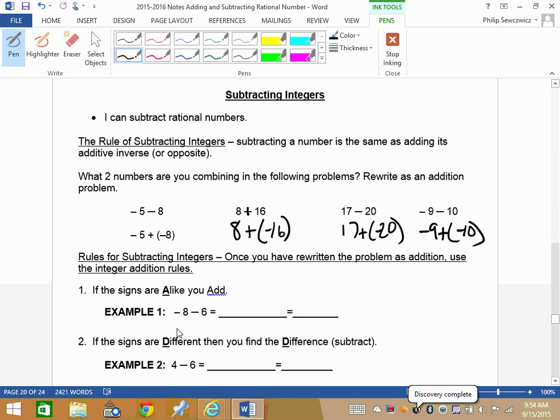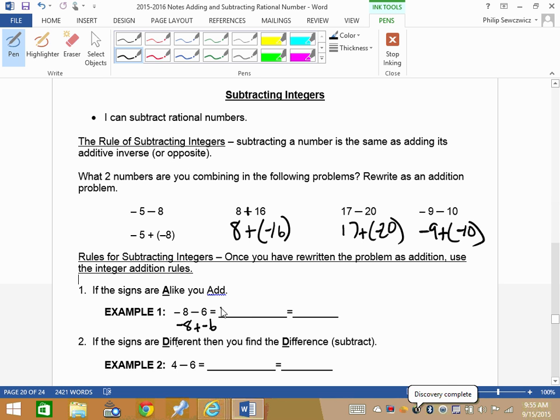Now, if that bothers you, you can rewrite it. Negative 8 and then add a negative 6. Again, add, and then its opposite would be a negative 6. Now you can see that, oh, that's a negative and that's a negative. But let's think about it there. Don't they both look like negatives right now? That'll help you move faster through your problems rather than having to do the rewriting.